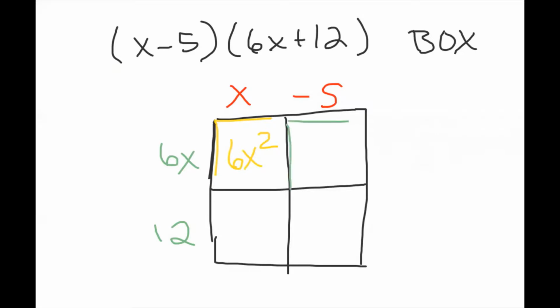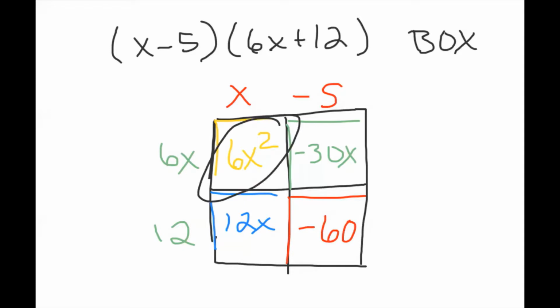6x times -5 gives me -30x. All right, 12 times x gives me 12x. And then last but not least, -5 times 12 gives me that -60. In the box method, you should be able to add the diagonals, right?